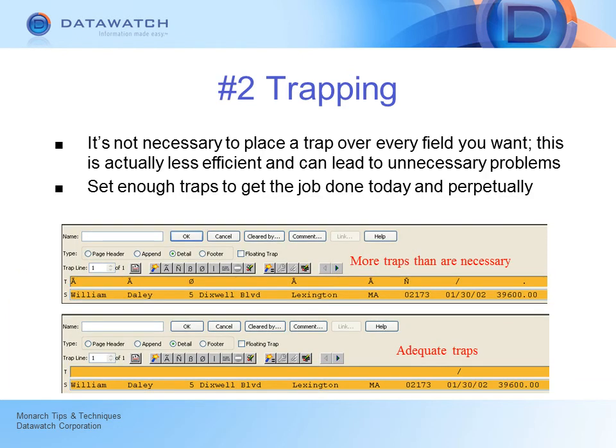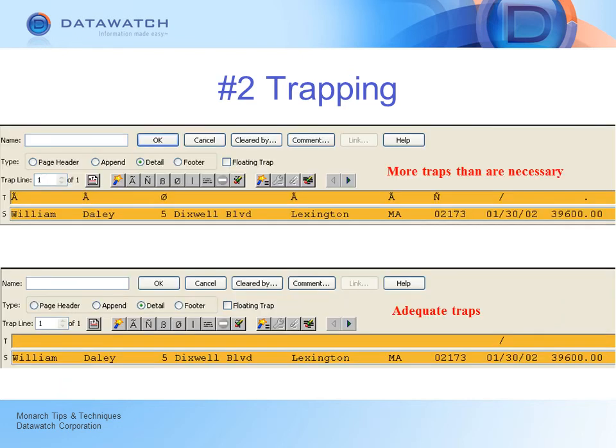Now, you don't have to trap over every field. This is a common mistake a new user might make. It's a common misconception. When you set a trap, you're trapping whole lines and not individual fields. The example on the top has a trap over every field, which is completely unnecessary and actually can be less efficient and lead to problems.